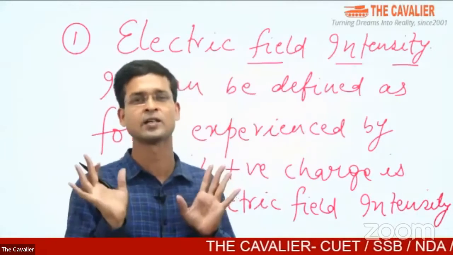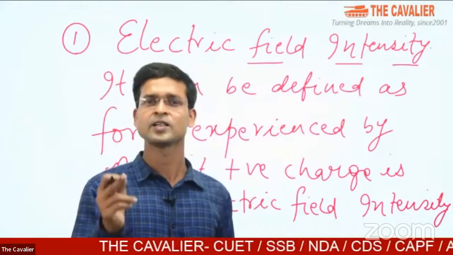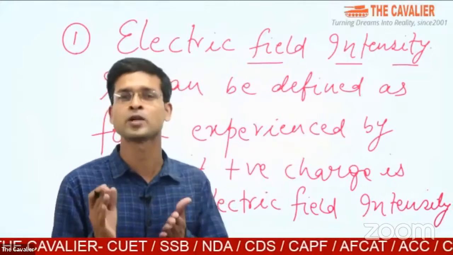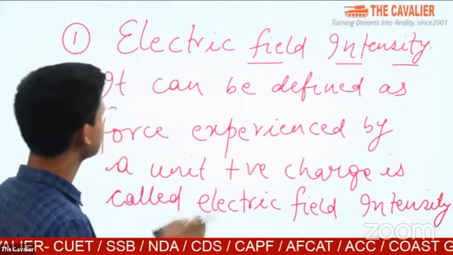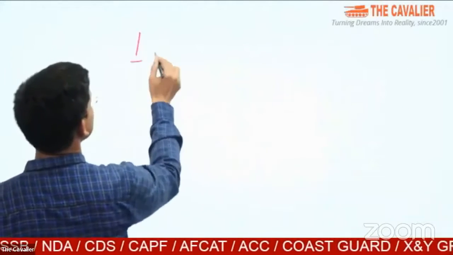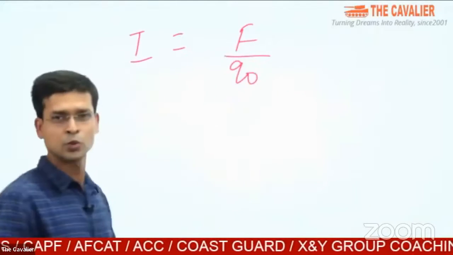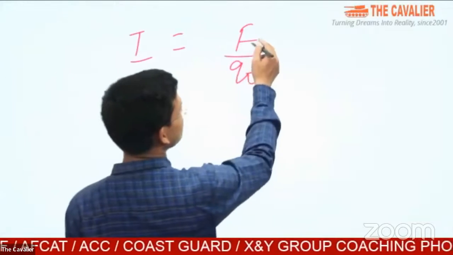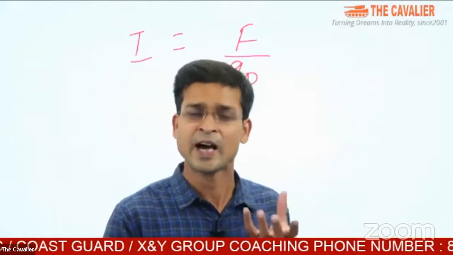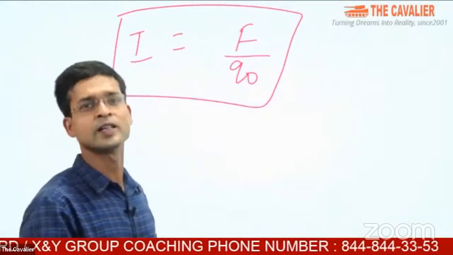This is the same thing. As the distance of the test charge increases, its effect will decrease. Basically, intensity is the effect of the force. That means the force experienced by a unit positive charge is called electric field intensity, and mathematically this is I equal to F upon Q naught. Q naught is the test charge and F is the force experienced at a particular point. How much force has been experienced, that is called the intensity.